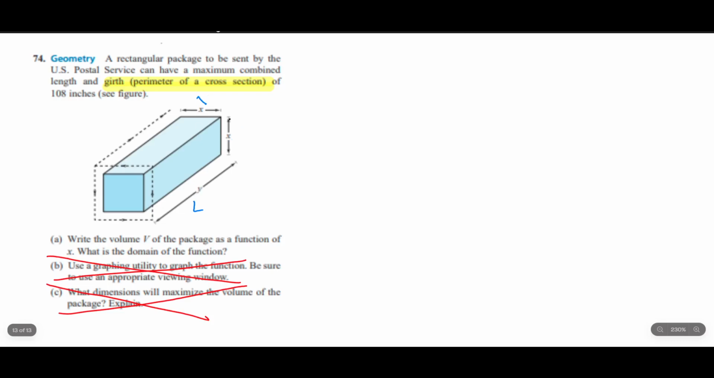I'm going to just say this is w, and this is height, h. So then, of course, volume V equals length times width times height. Again, simple volume of a rectangular prism. So then that would just be y times x times x.